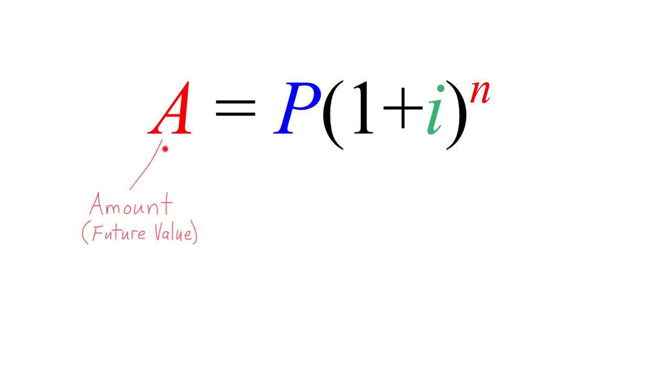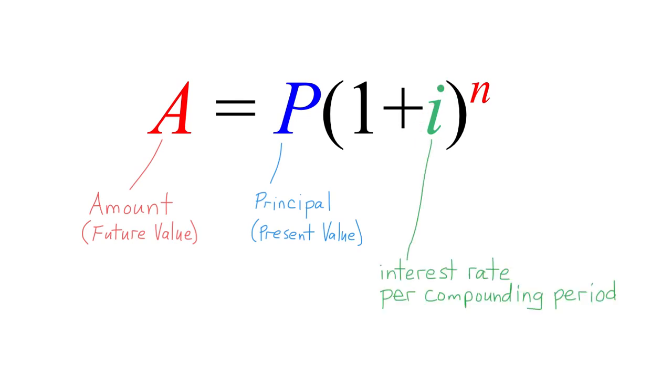A represents the total amount you owe. Call it the total amount or the future value. P is the principal or the present value. In brackets, that's 1 plus the interest rate, but it's a little bit different. This isn't the annual interest rate. This is called the interest rate per compounding period. I'll illustrate what that means with examples.